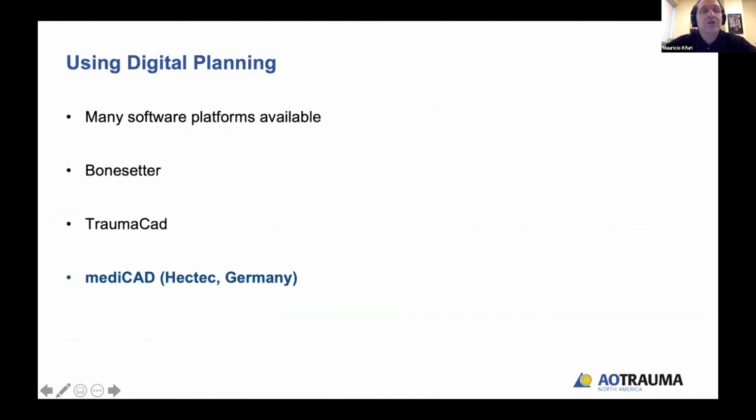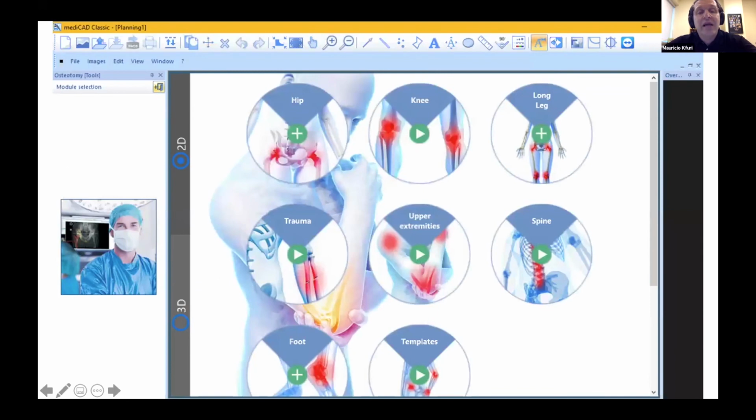So you may use different kinds of platforms for preoperative planning. You may use different softwares. You've seen here, and you're going to continue to see, BoneSetter, which is an outstanding tool. You may use TraumaCAD, and the one I'm going to show you today is MedCAD, which is a German software. When you open MedCAD, this is the interface you're going to see. You may do all kinds of preoperative planning for hip replacements, knee replacements, for trauma, for upper extremities, for spine. And what I normally use for lower limb deformity is the long leg.